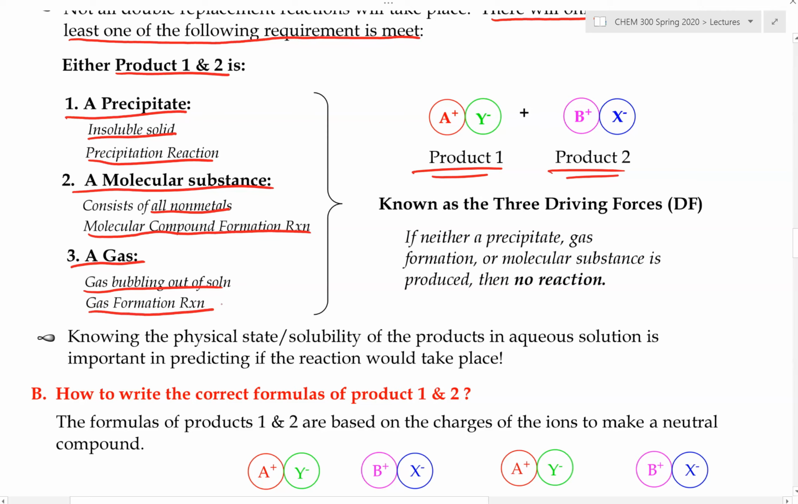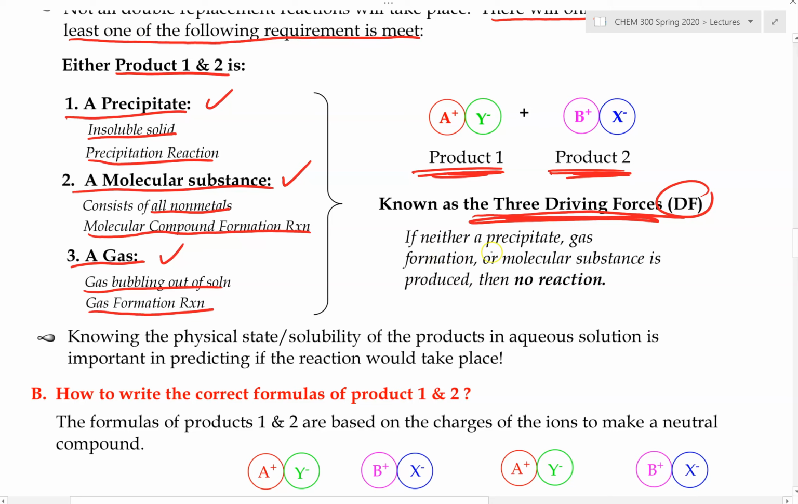Okay, so basically, let's go back to this again. In order for a double replacement reaction to happen, either product 1 or product 2 has to be a precipitate, or a molecular substance, or third, a gas. So these are the 3 requirements right here. And these 3 requirements are collectively referred to as the 3 driving forces. They are the driving forces that push this reaction going forward. And DF here stands for driving forces.